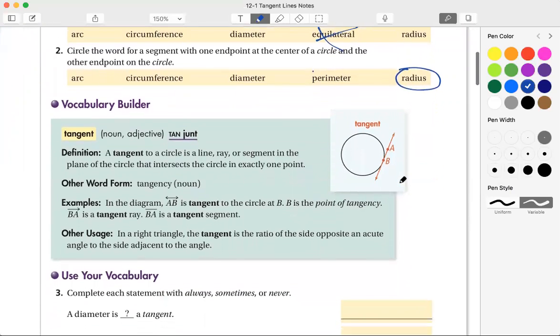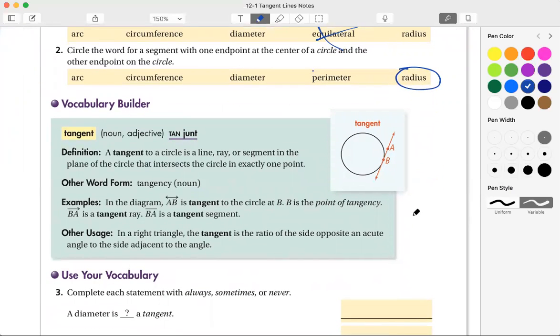So a new vocabulary word, the word tangent. A tangent to a circle is a line, ray, or segment in the plane of a circle that intersects a circle at exactly one point. So it touches the circle at exactly one point. And here's an example of a tangent line. In the diagram, line AB is tangent to the circle at the point B. We call the point B the point of tangency. Ray BA is a tangent ray. Line segment BA is a tangent segment.